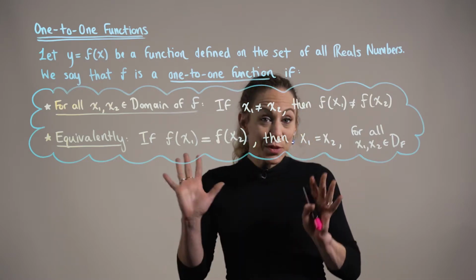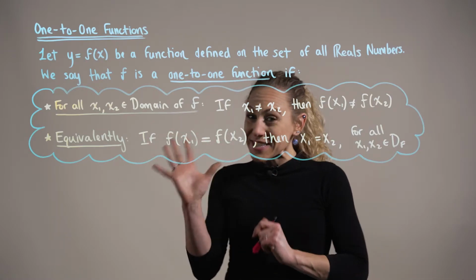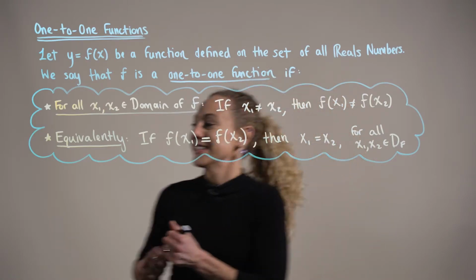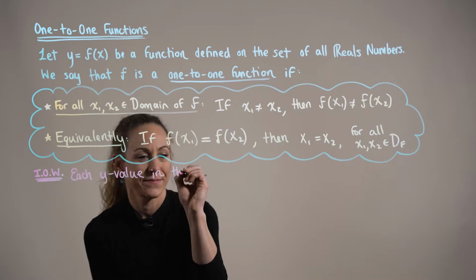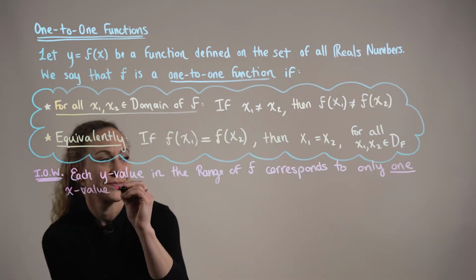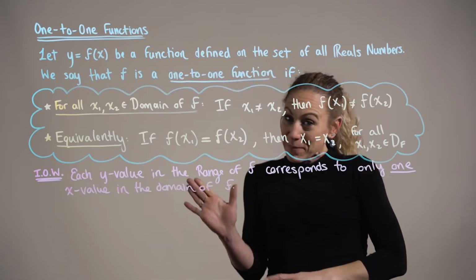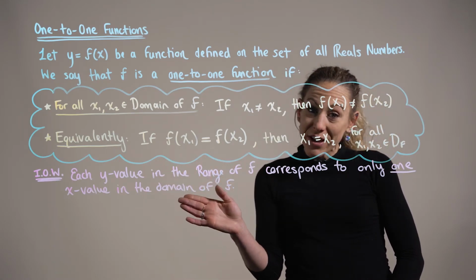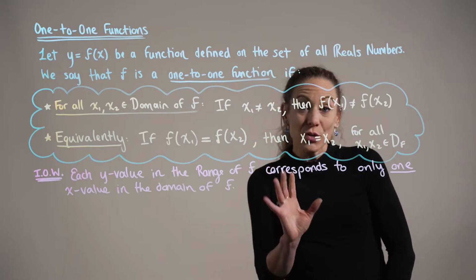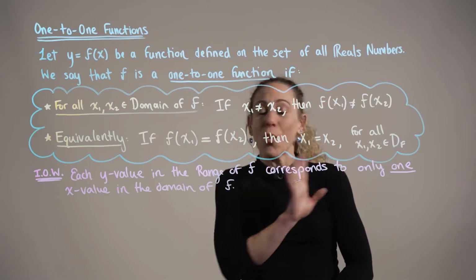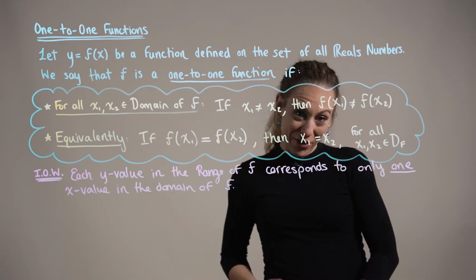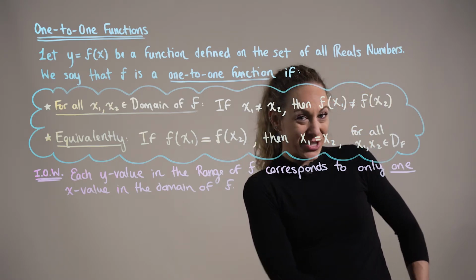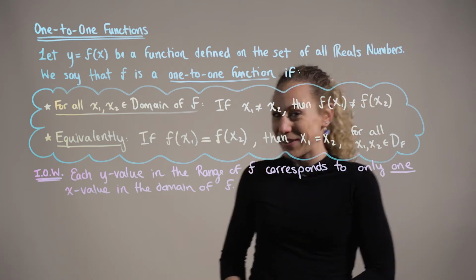Now, this is a formal definition here. So what exactly is this telling us? So perhaps an easier way to think about this definition is that each y value in the range of the function is going to correspond to one and only one x value in that function's domain. So to help us better appreciate this definition, let's explore the following example.